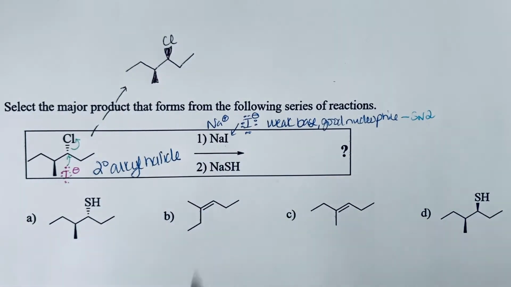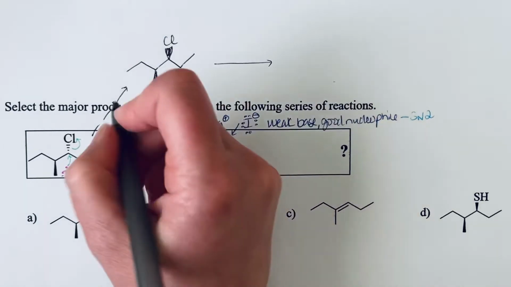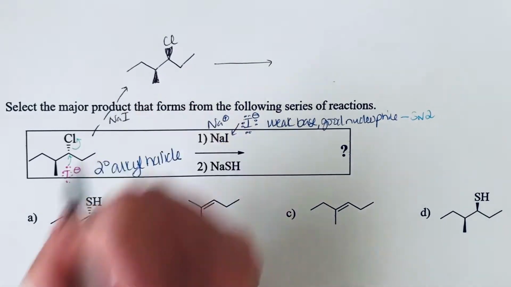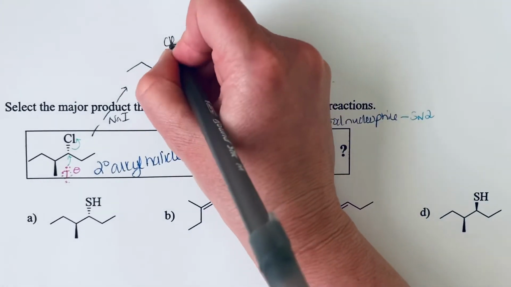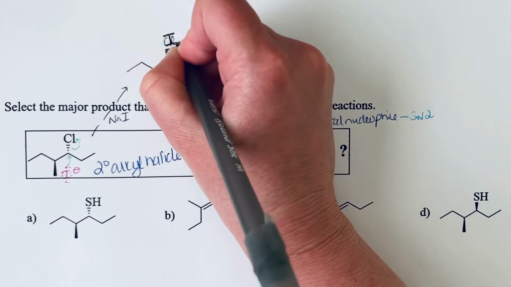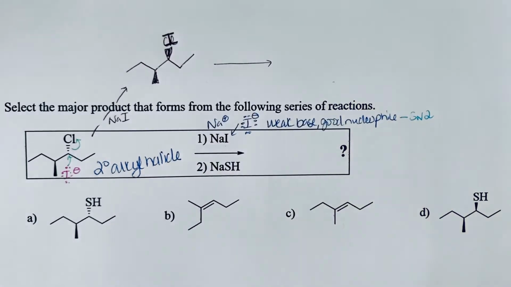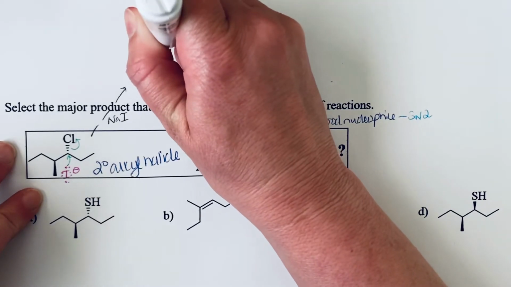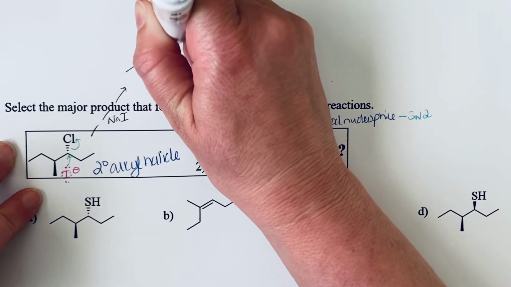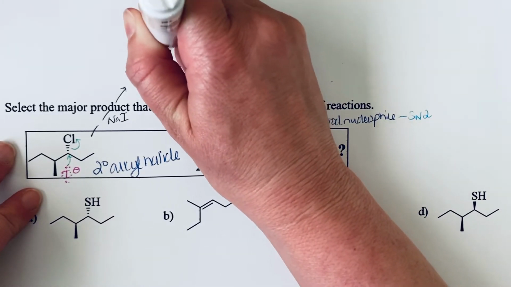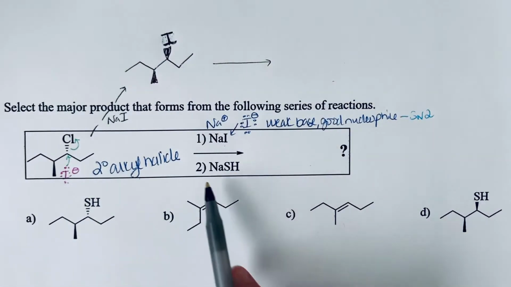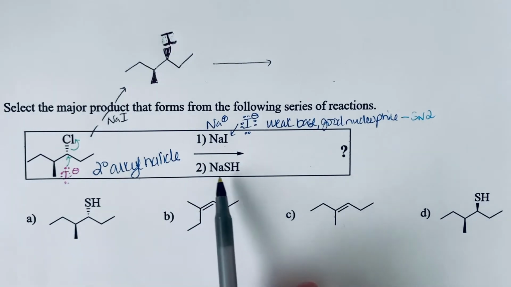So now we want to consider the second step. Step one was with the sodium iodide, so we should actually be drawing iodide and not chloride. So quickly fix that into an iodide. And I'll clean that up a bit before we move on. Okay. So we still have an alkyl halide, we just have a different halide, we have iodide. So now we want to consider in the second step, we're treating this with NaSH.